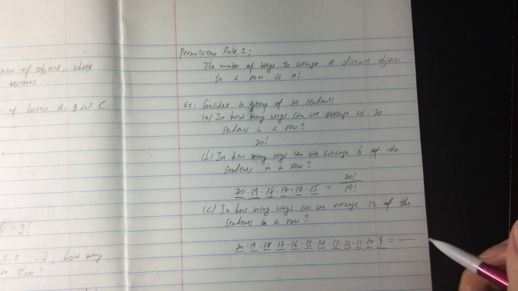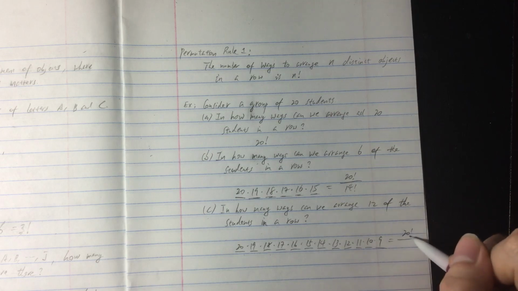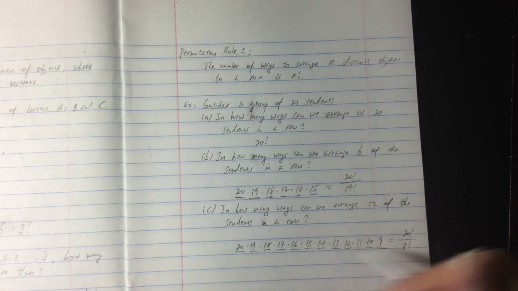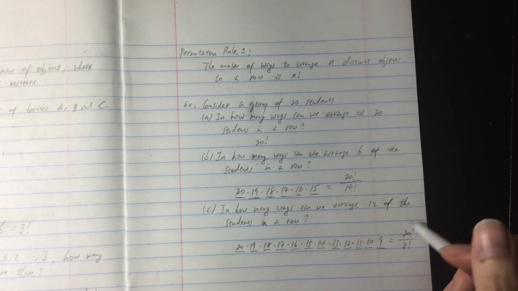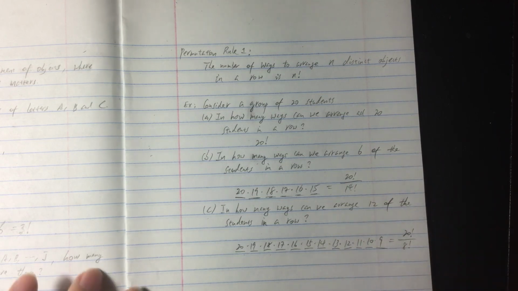Then write it as a factorial. I can write it as 20 factorial over 8 factorial.